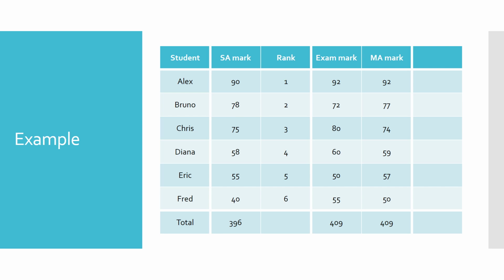Lastly, that moderated assessment mark isn't the final HSC mark. Like I said, the final HSC mark is the average of the exam mark and the moderated assessment mark. As we see here, we get these numbers. Alex is 92, and anything above 90 is a band 6. So Alex will get a band 6. Bruno and Chris are in the 70s, so they get a band 4. Band 5 is in the 80s. Diana would get a band 3. Eric and Fred would get a band 2.